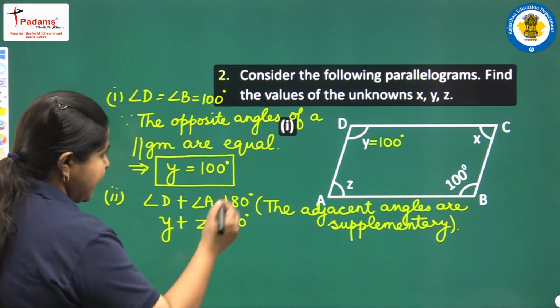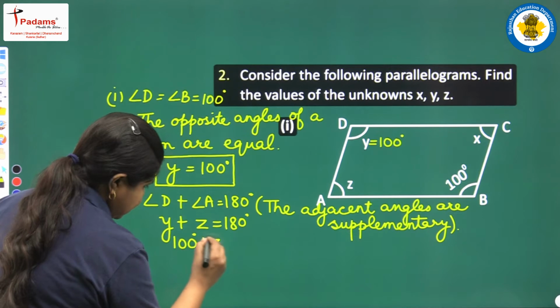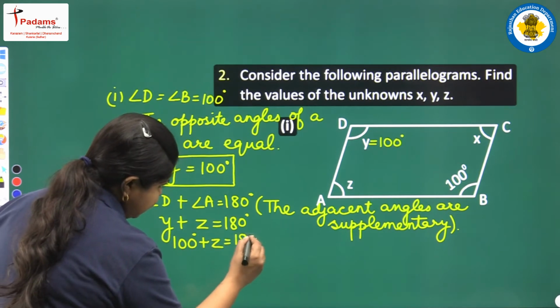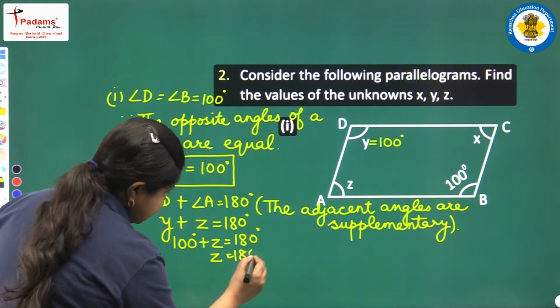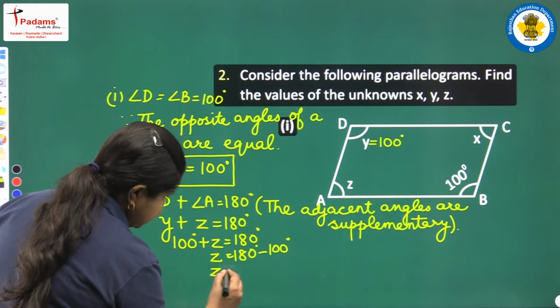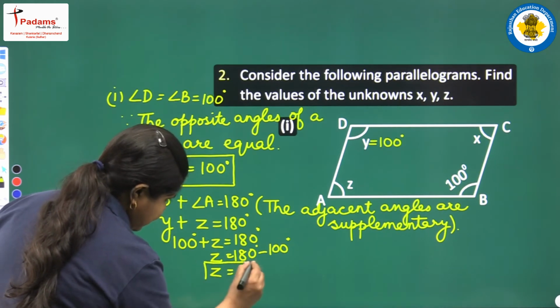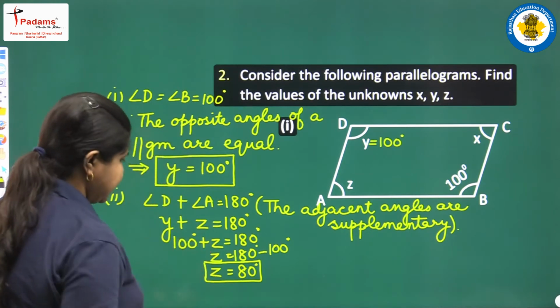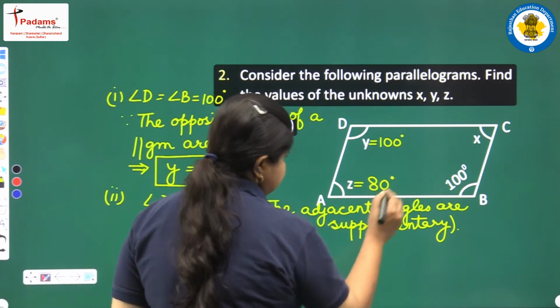Again we know that y is equal to 100. So 100 plus z is equal to 180 degree. This gives us z equal to 180 degree minus 100 degree. Again this gives us z equal to 80 degree. So this is the second value that we have found. This is equal to 80 degree.